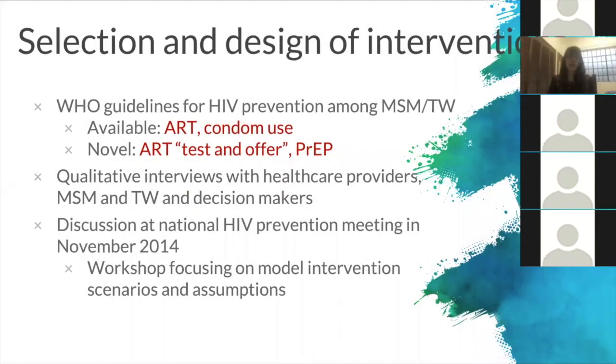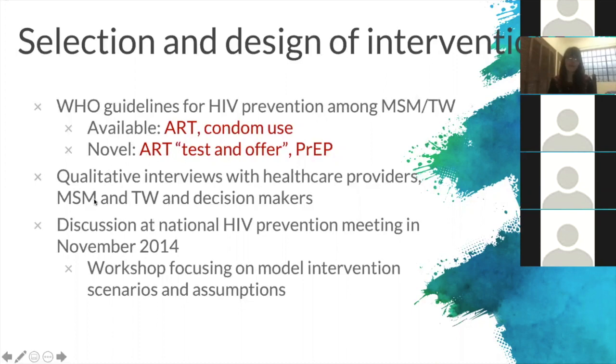So the stakeholder analysis was useful in terms of selecting the interventions that we would implement in the model. We looked at the WHO guidelines for HIV prevention among MSM and transgender women and discussed the interventions recommended in these guidelines with different stakeholders to understand acceptability and to understand limitations for their implementation. The available interventions were ART and condom use, and the novel interventions were ART test and offer, so above 500 CD4, which at the time was still not a guideline, and pre-exposure prophylaxis.